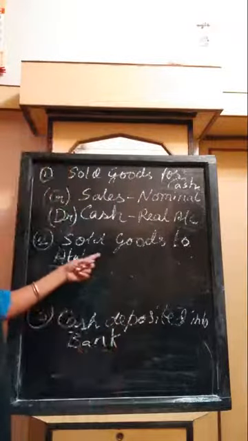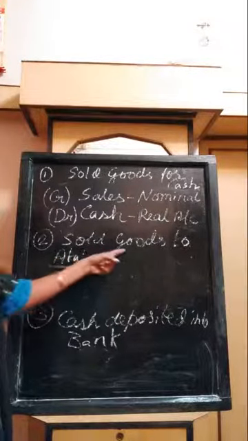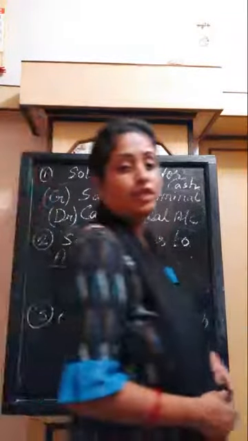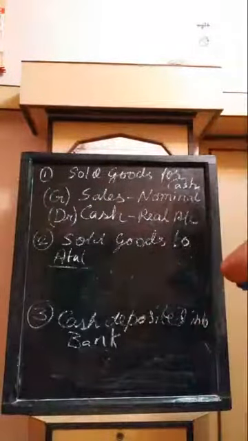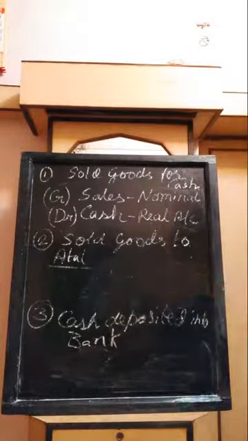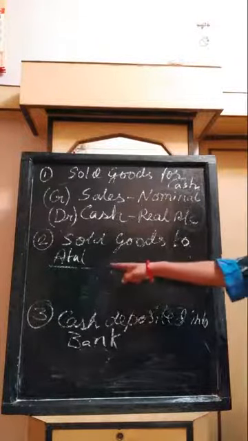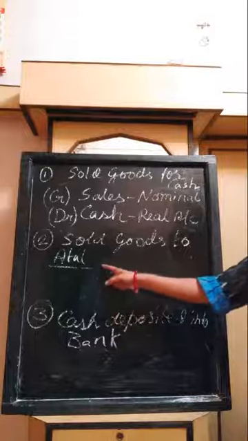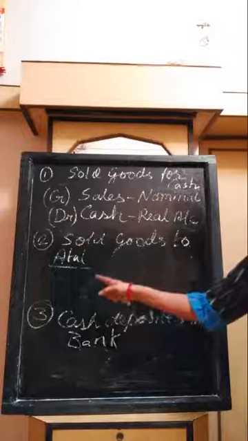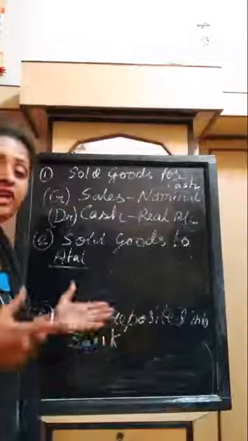Now coming to the second transaction. Second transaction is sold goods to Atul. Please see carefully that in this transaction no cash is there. Sold goods to Atul. Now Atul, the name, is mentioned. That means this is not a cash transaction. This is a credit transaction.